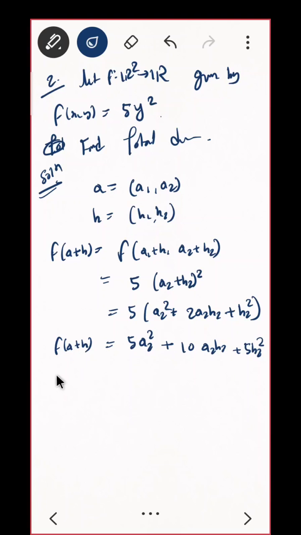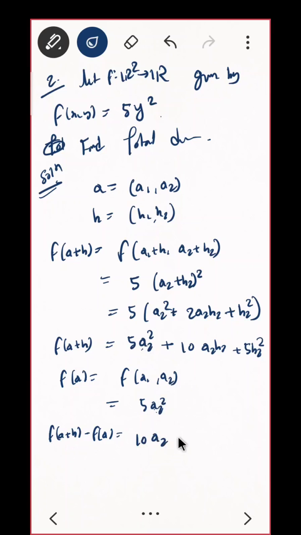And what is f of e? Let us do that also. F of e1 e2, that is equal to what? 5 e2 square. So what is their subtraction? F of e plus h minus f of e, that is equal to, when we subtract, this will cancel. Do you see? This is gone. You are having 10 e2 h2 plus 5 h2 square. So this is what you are having now. Now the next thing is what?